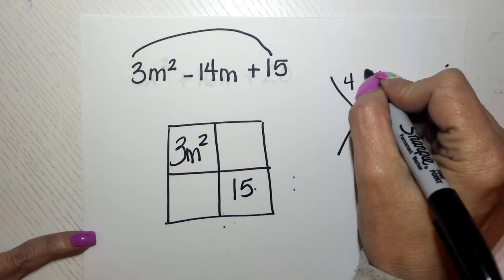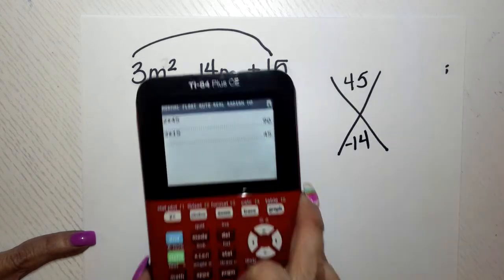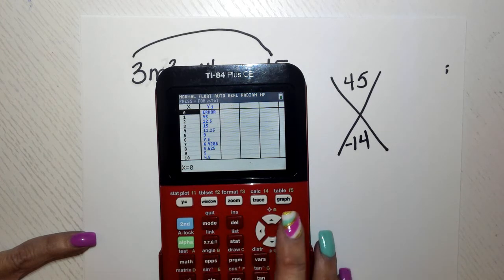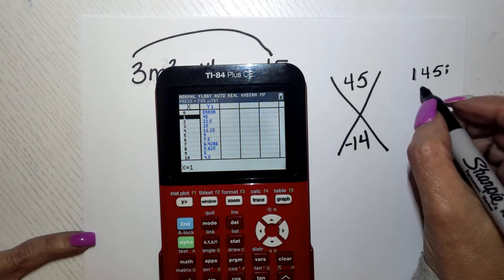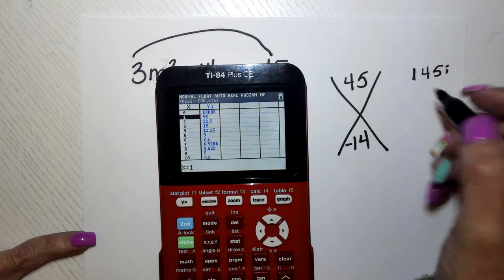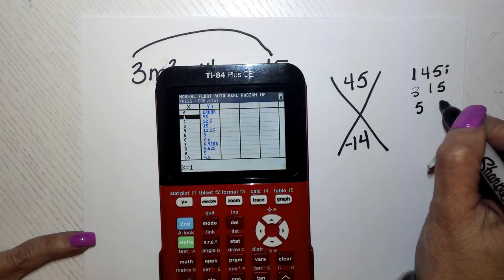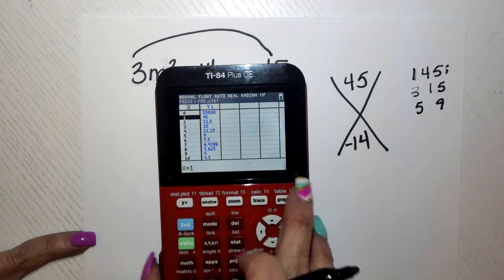I'm going to do the factors of 45 that add up to -14. To get the factors of 45, I'm going to go to y equals. I'm going to do 45 divided by x and go to the table. So I'm going to do 1 times 45. I'm going to see that 2 doesn't work, but I'm going to do 3 times 15. And then I'm going to do 5 times 9. And that's going to be all of them because after that, 9 times 5 is the next one.